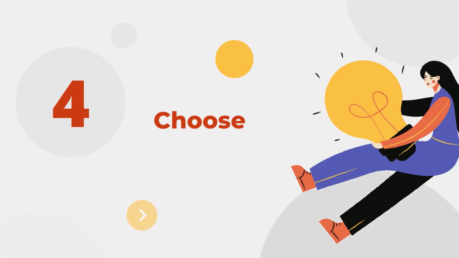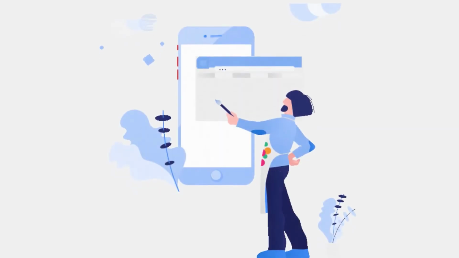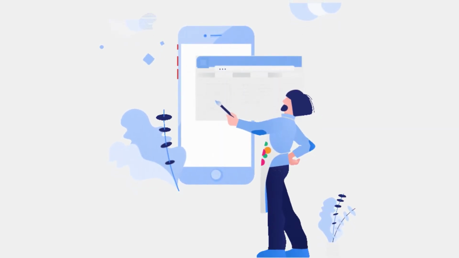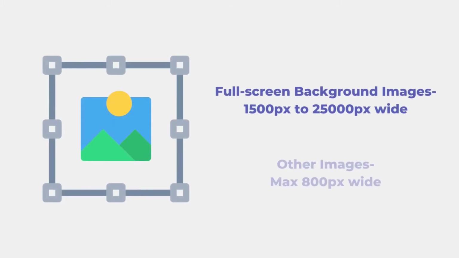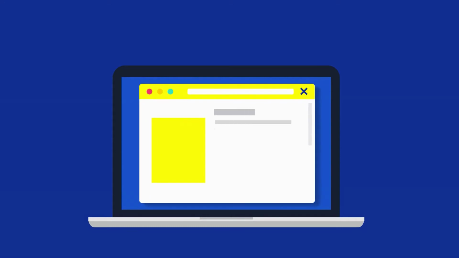Tip number 4 is choosing the best image size. What is the best image size for websites? The size of your images varies depending on where you want them on your website. The optimal file size for images on a website is no more than 200 kilobytes. For full-screen background images, between 1500 pixels to 25,000 pixels wide, and for most other images a max width of 800 pixels. Keeping images between these parameters will ensure that they load properly on computers and mobile screens.